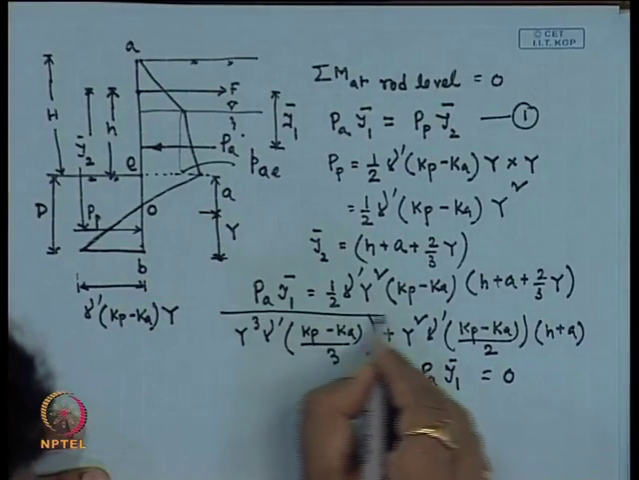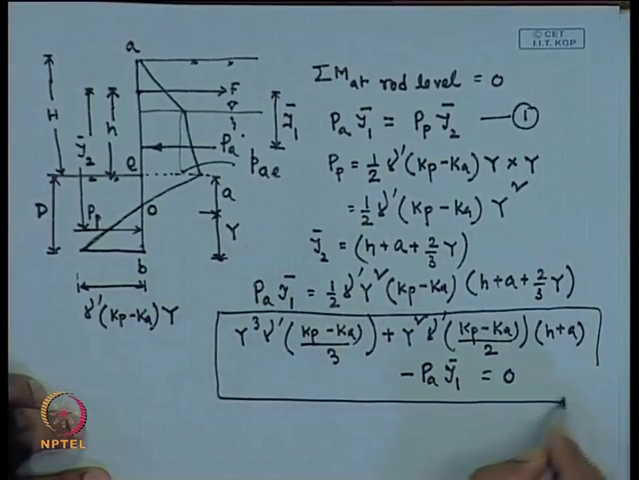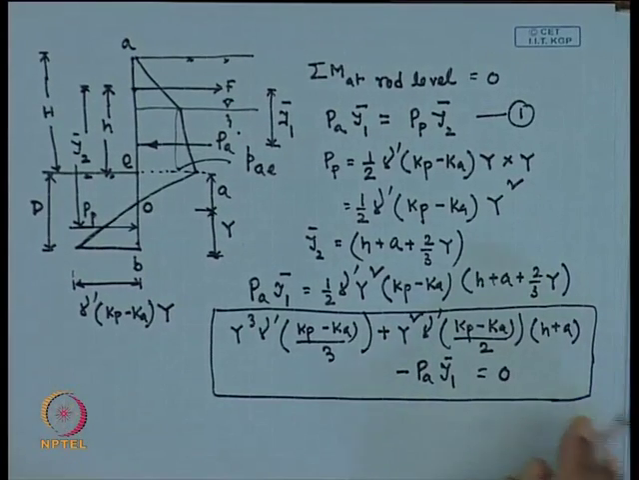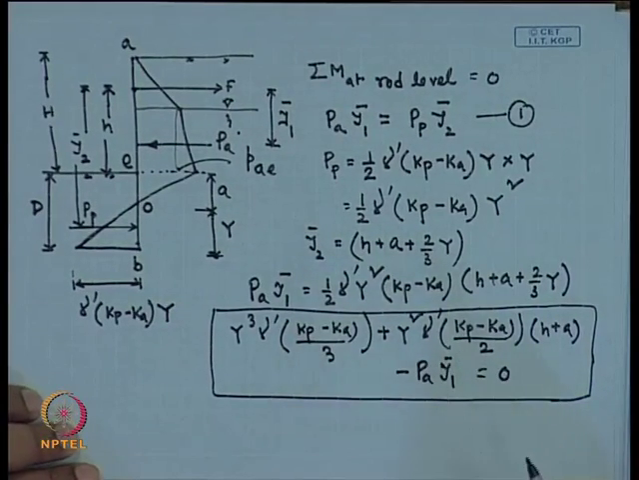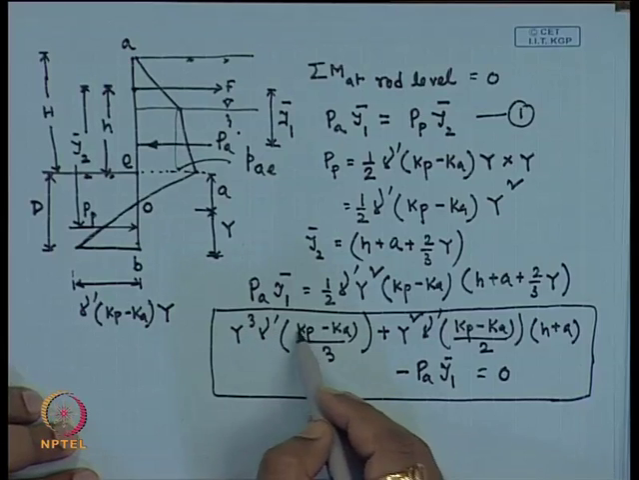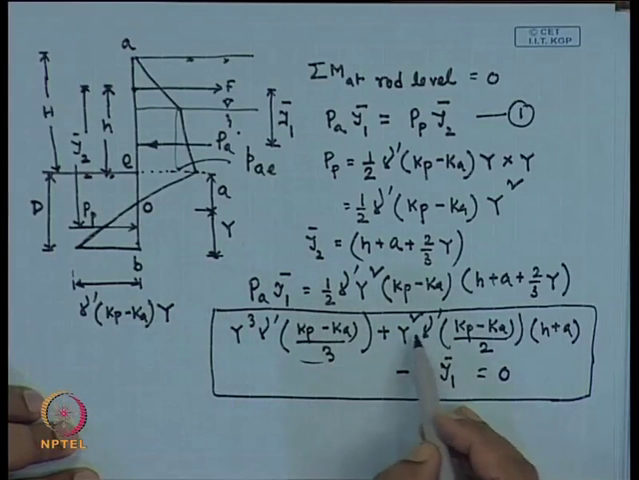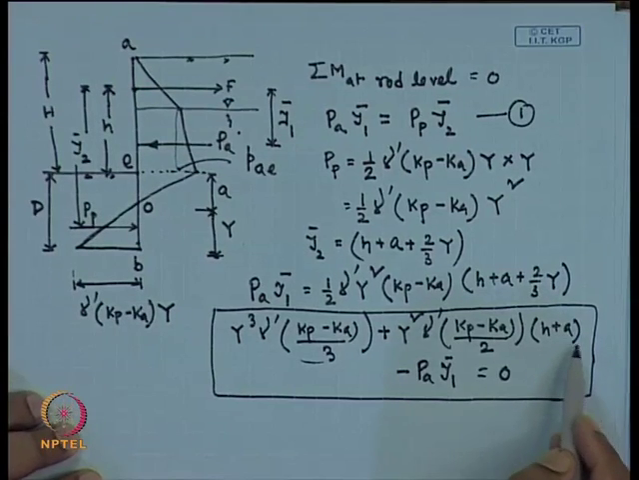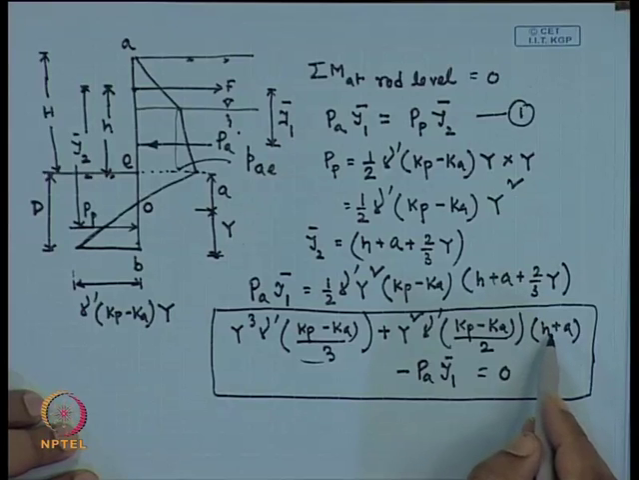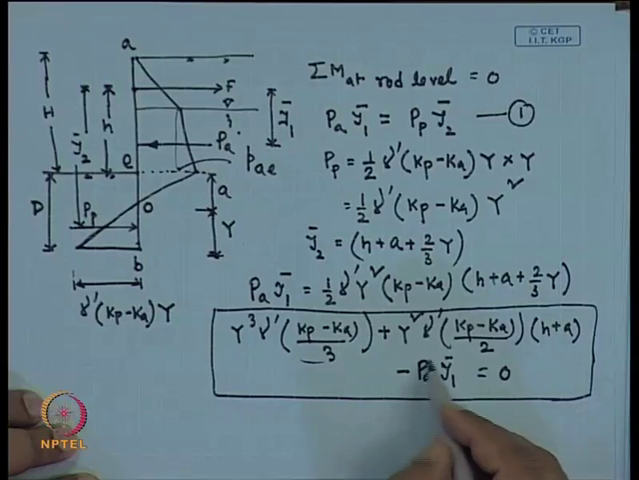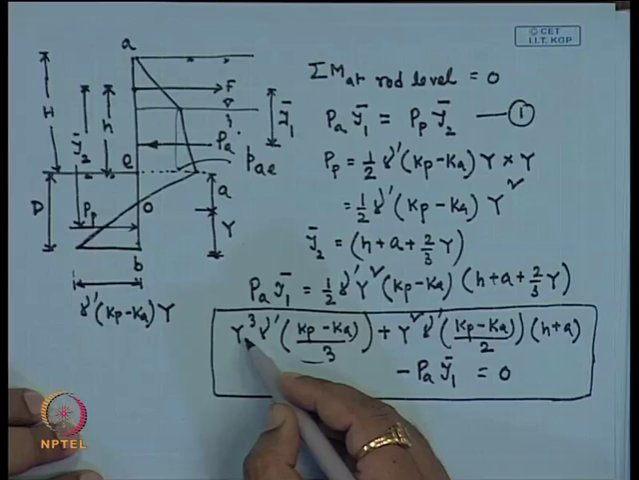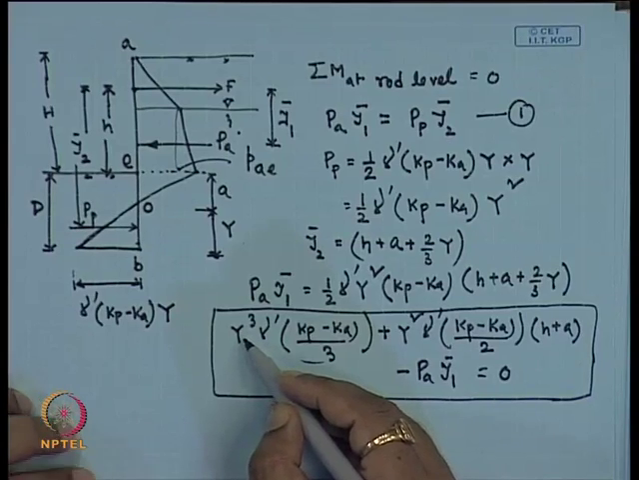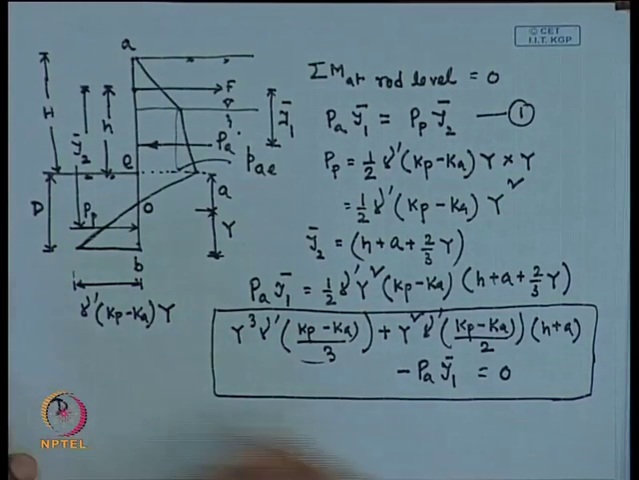So, if we look at this final expression, what are the unknowns here? The gamma dash is known, the soil property K_P, K_A is also known, and A is known, we can calculate the expression which is shown. H has to be known because we should know the position of this rod level from the dredge level. Then P_A we can calculate, Y1 bar also we can calculate. So, the only unknown is this capital Y. First, we have to determine capital Y from this final expression.